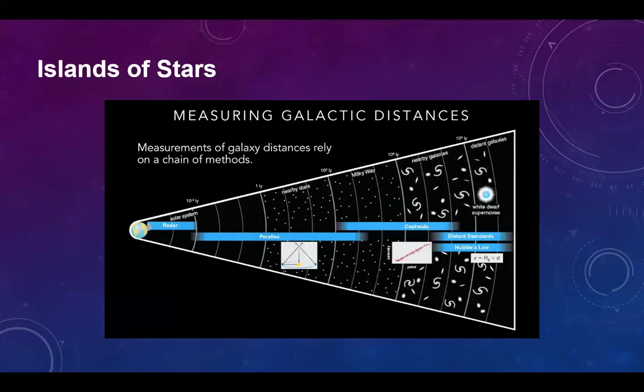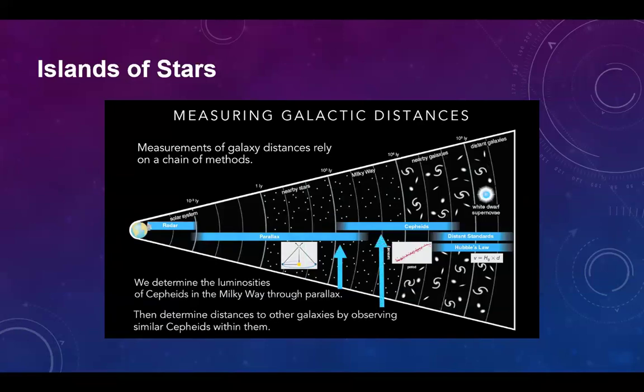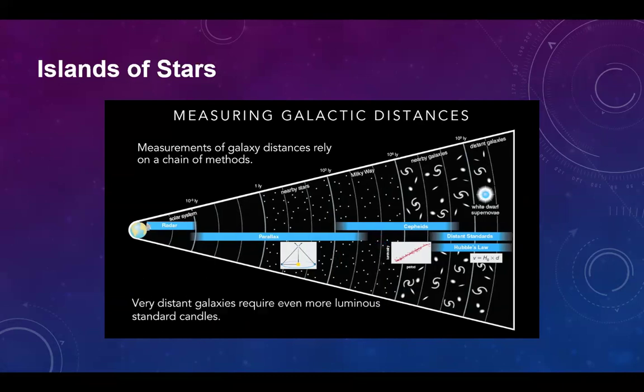We know the true luminosities of Cepheids from those with measurable parallaxes within our own Milky Way. We can then determine distances of other galaxies by observing Cepheids within them. We use the period luminosity relation to determine the Cepheid's luminosity, then calculate its distance from its apparent brightness and the inverse square law for light. Beyond the distances at which we can observe Cepheids, we need even more luminous standard candles, such as white dwarf supernovae. We know the true luminosities of white dwarf supernovae from those that have occurred in galaxies in which we also observe Cepheids, and they are bright enough to be observed throughout the universe.